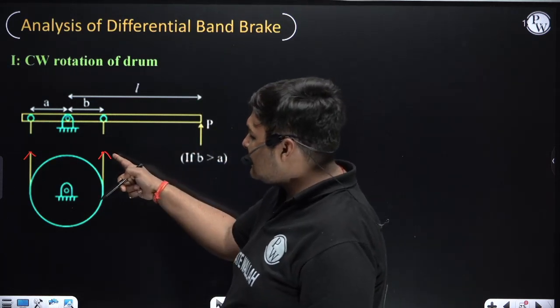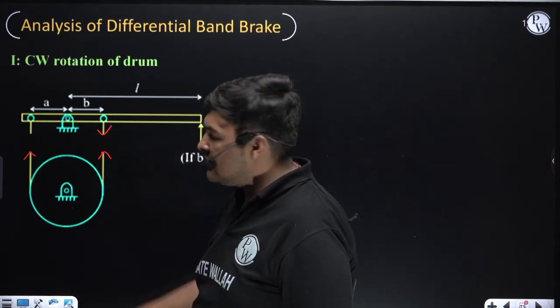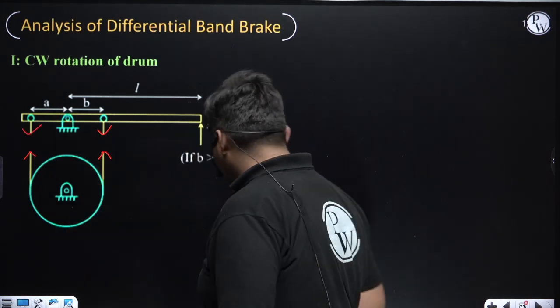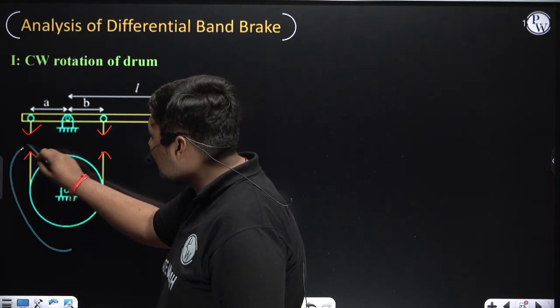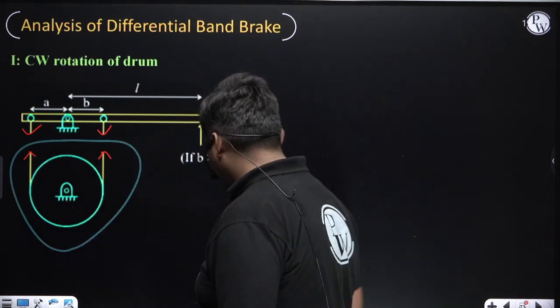Whatever tension is coming here, equal and opposite tension will come here. Now to find which side is the tight side and which side is the slack side, we will refer to this FBD.